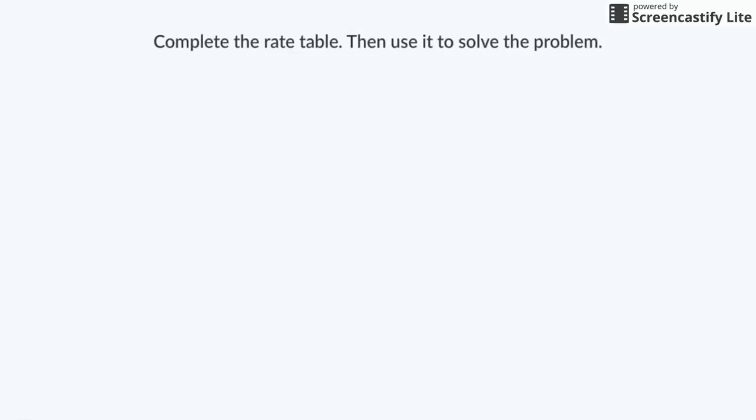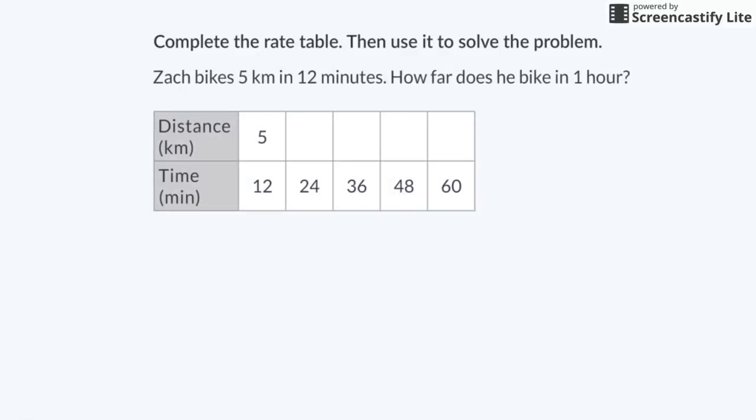Complete the rate table. Then, use it to solve the problem. Zach bikes about 5 kilometers in 12 minutes. How far does he bike in 1 hour?